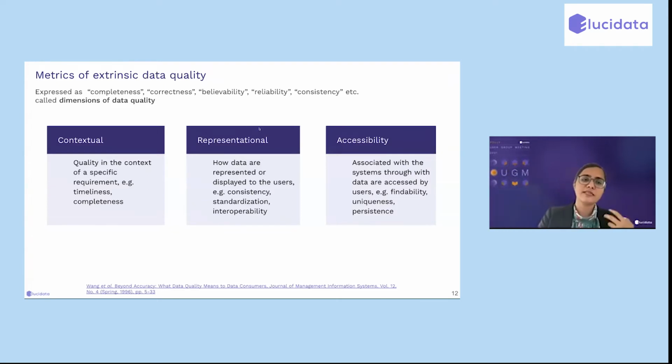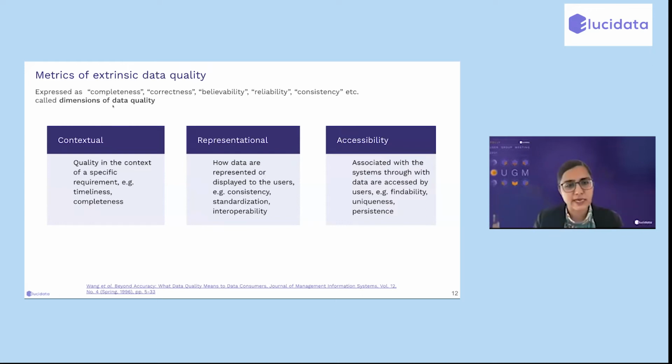And you will often see terms used to describe this extrinsic data quality as the data are not complete, or the data are not correct, or believability. Are the data believable? Are the data consistent? And you may have used these terms yourself to describe some of the data that you were looking at. And there is actually a term for these metrics of extrinsic data quality, and they are often referred to as dimensions of data quality.